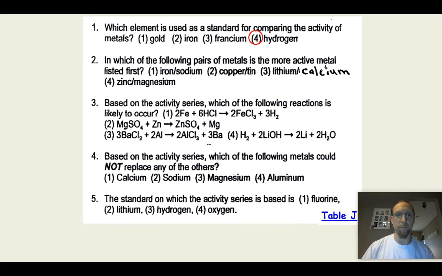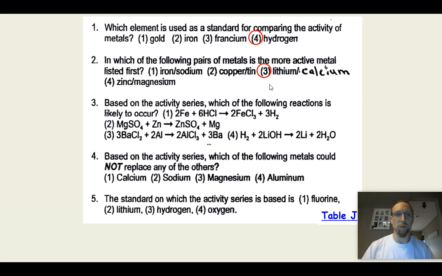Number two, in which of the following is the more active metal listed first? All you're doing here is going to table J, looking at all these and seeing which one is the higher one first. Really simple. The answer is 3. Lithium is the one that's higher than calcium, so that's the one in the correct order. All right. Number 3, based on the activity series, which of the following is most likely to occur?